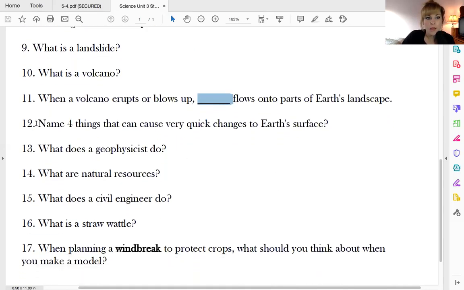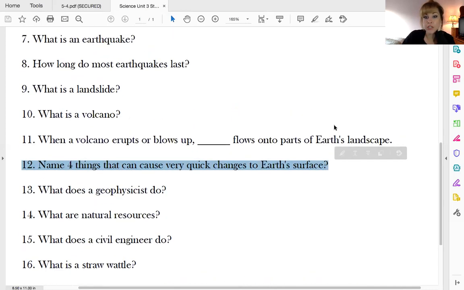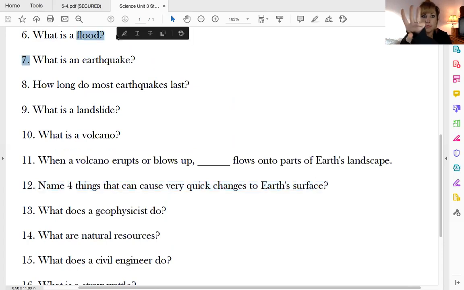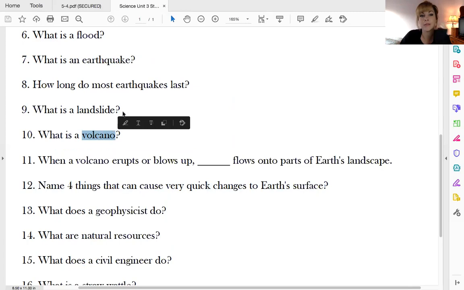Okay. Number 12, name 4 things that can cause very quick changes to the Earth. Well, here you go. You ready? Flooding, earthquakes, landslides, volcanoes. Once again, 12 says name 4 things that can cause very quick changes to the Earth's surface. Are you ready? 4 things. Flooding, earthquakes, landslides, volcanoes. And it's actually in your answers above yours. Okay.